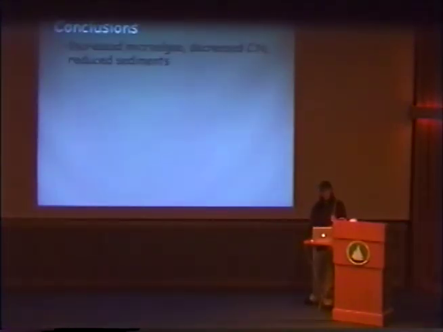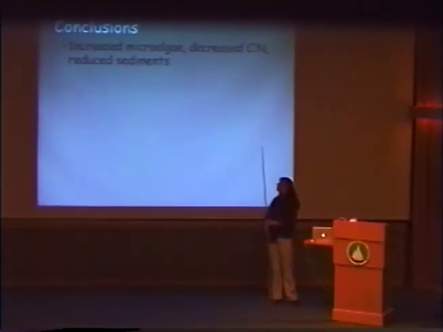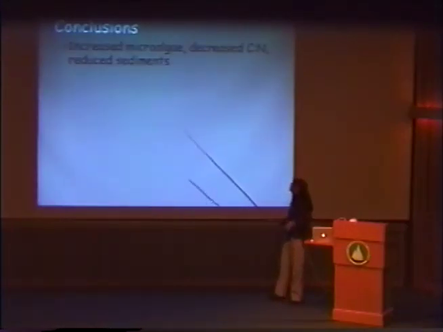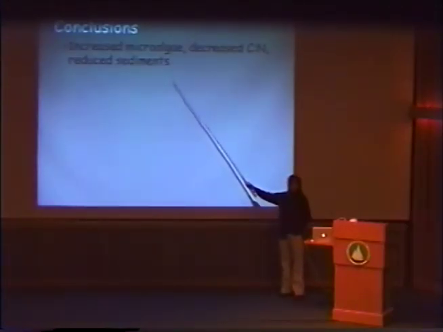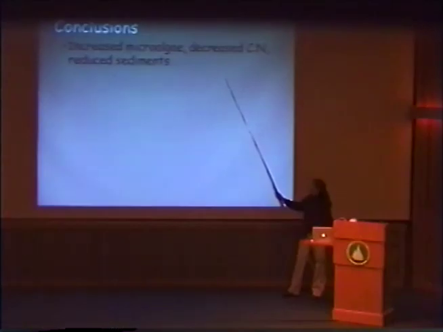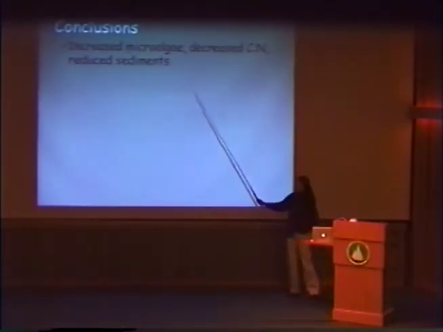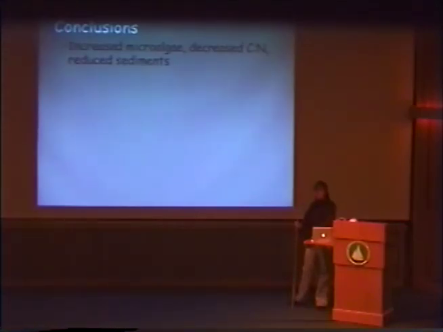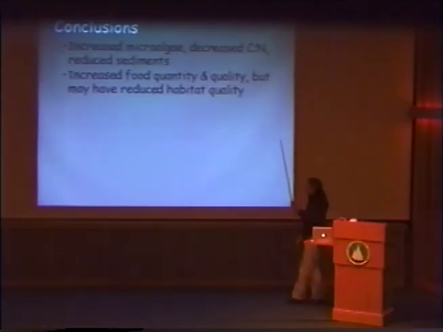So in conclusion, basically what we saw was that the primary effect of nitrogen loading on our coastal estuaries, in terms of food supply and habitat, was to increase our microalgal production, decrease carbon to nitrogen ratios in the water, and stimulate reduced sediments or potentially low oxygen, recording low oxygen conditions in near bottom waters. So in terms of shellfish, that equates to an increase in food quantity and quality, but potentially a reduction in habitat quality.